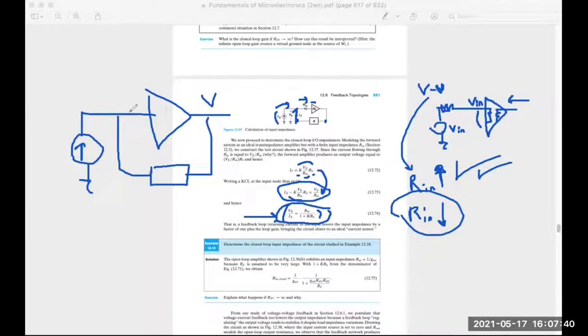It seems like a good thing, because our input is current. Exactly, because the current is the input. We want all this current to go here, right?